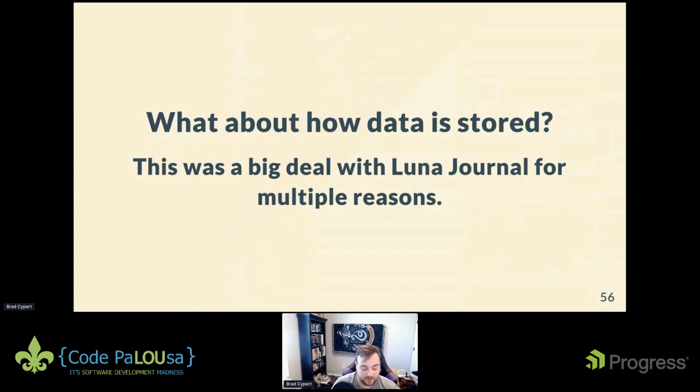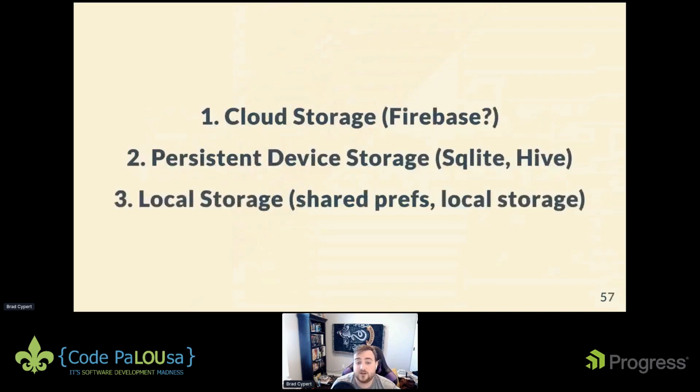But this was a big deal for multiple reasons. We have a couple of options. The first option was cloud storage. Firebase is really easy to work with, so that's what we started with. But we saw a lot of value in persistent device storage, whether that was SQLite, a NoSQL database for Flutter and Dart called Hive, and also local storage, like your shared preferences or literally local storage in the browser. We wanted to be able to support all of these. So how do you do that?